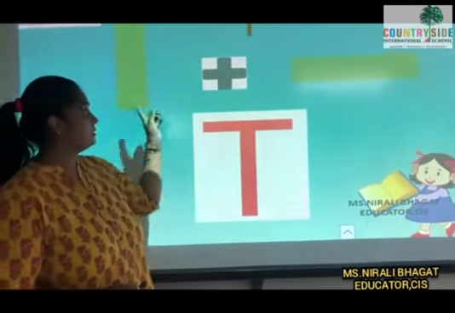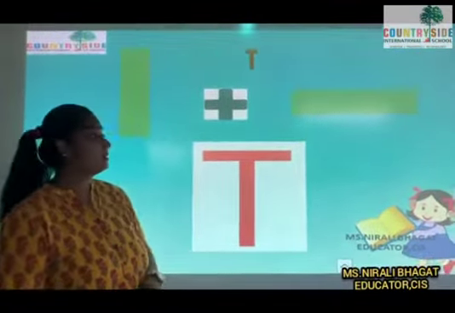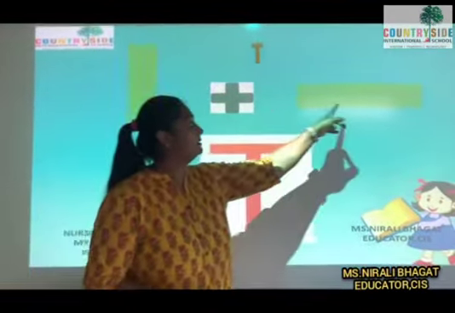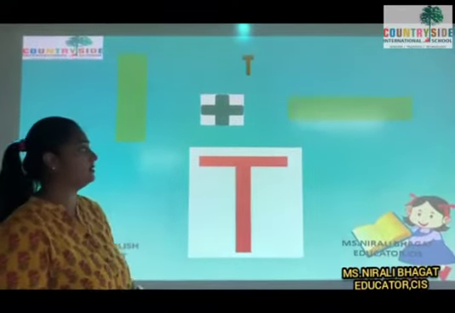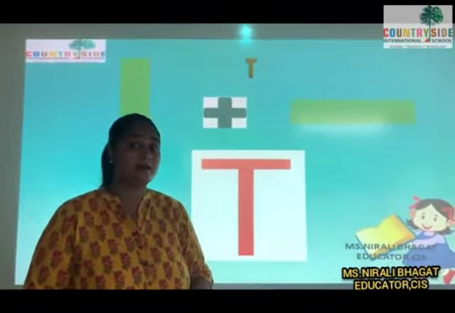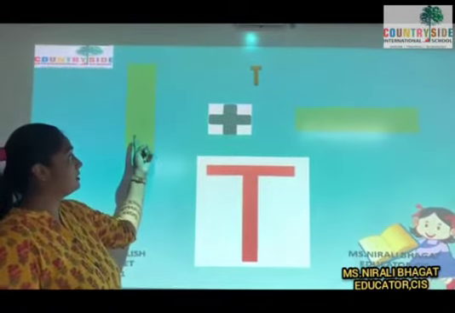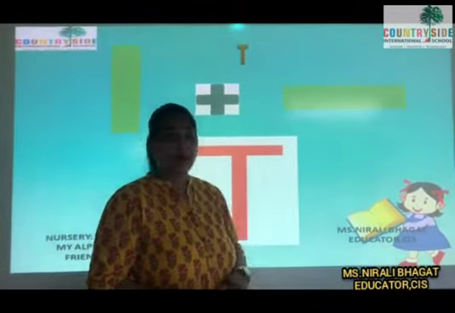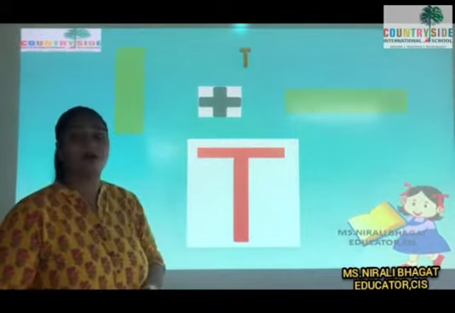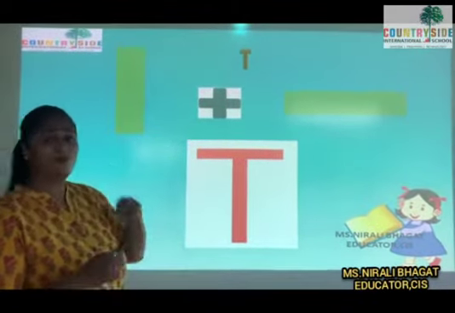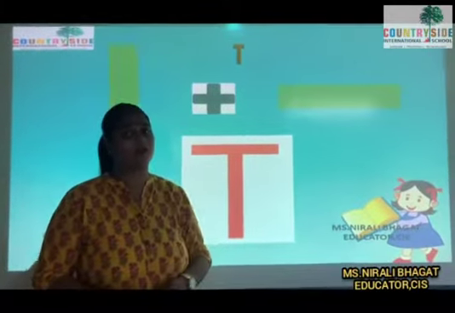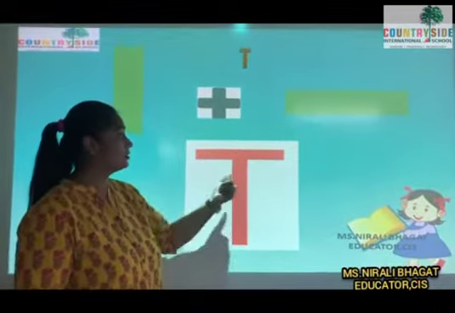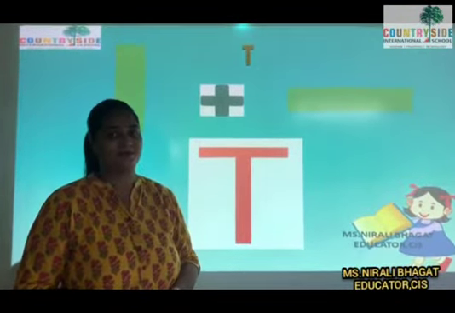Oh, this you saw previously also. Children, this is standing line pattern and this one is sleeping line pattern. So, how did we do in letter L? Same way, here also when you join standing line with sleeping line, we will get letter T. So it's very easy to write. When we join standing line plus sleeping line, we'll get capital letter T.